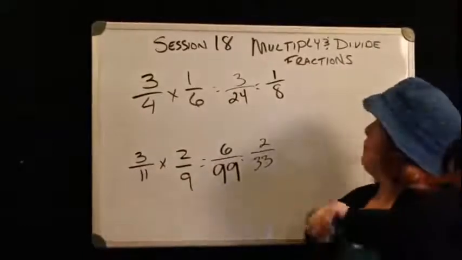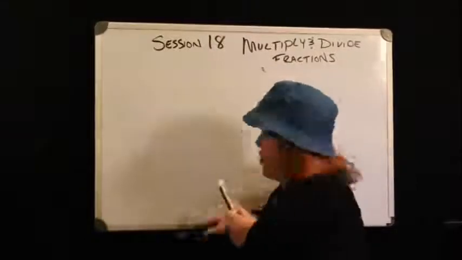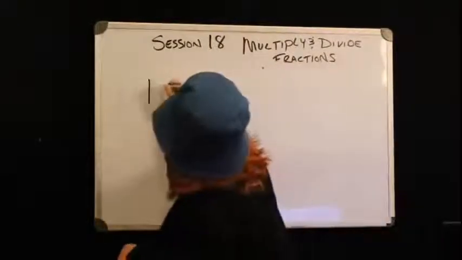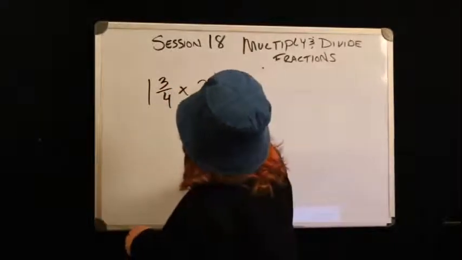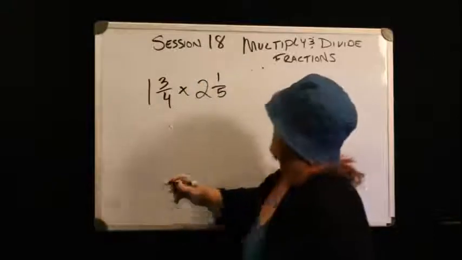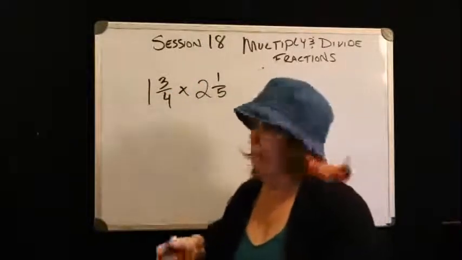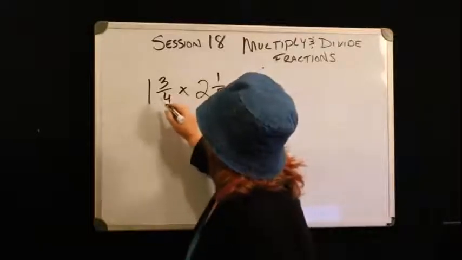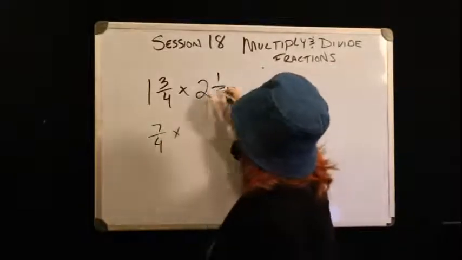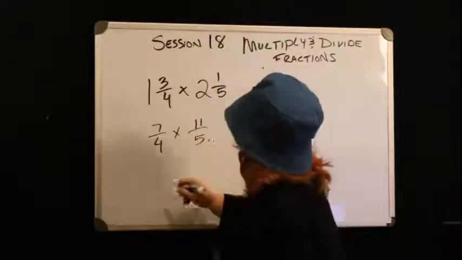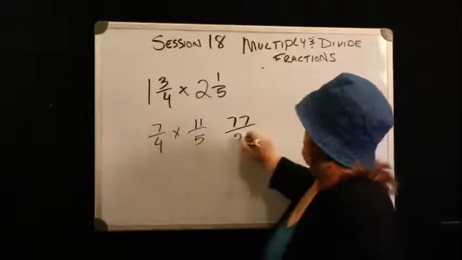Remember, if you have a mixed number, so let's do a mixed number, the same rules apply. You have to change to a fraction. So 1 3/4 times 2 1/5. We have to change to an improper fraction. 4 times 1 is 4, plus 3 is 7 fourths, times 2 times 5 is 10, 11 fifths. 7 times 11, 77. 4 times 5 is 20.